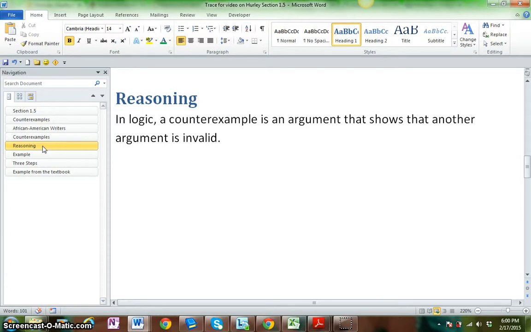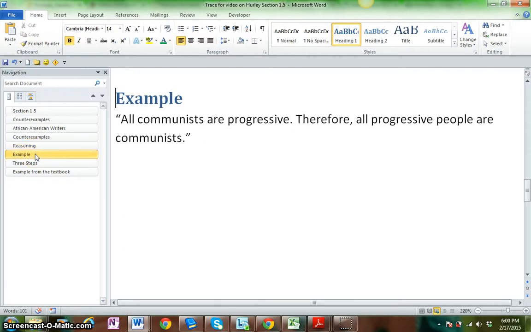And I can make an argument that has exactly the same structure as yours, but is clearly invalid. Here's an example, a very simple one that serves to illustrate the point. Suppose that a person makes this argument. All communists are progressive, therefore all progressive people are communists.